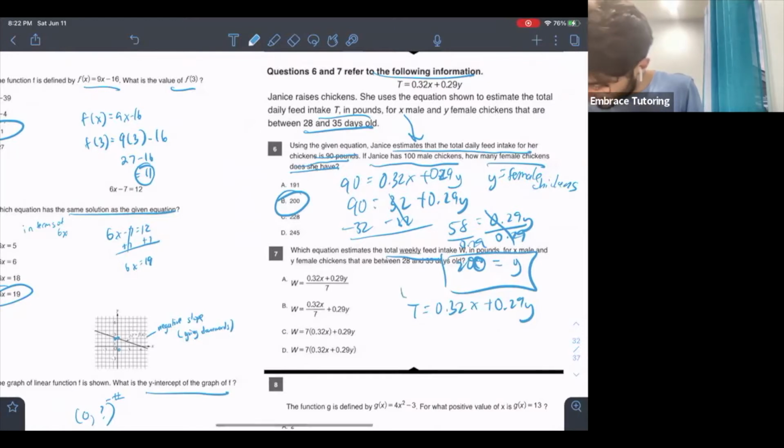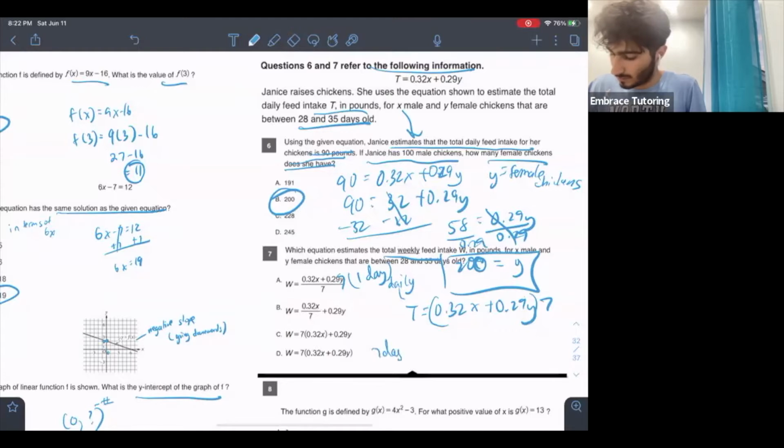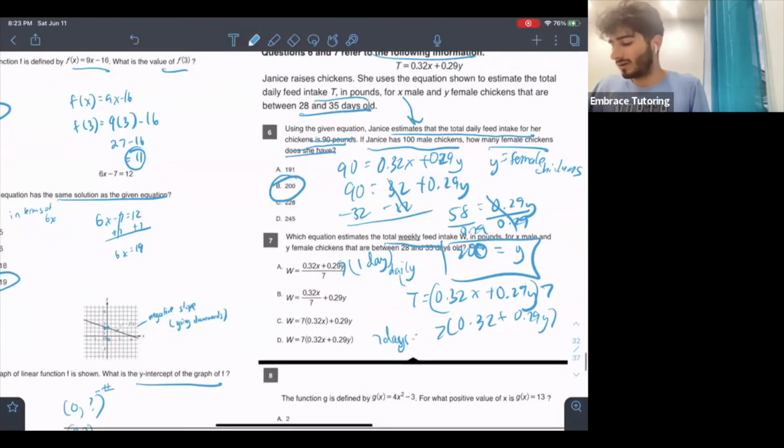since this is the daily feed, right? Daily feed is equal to 1 day. Now, since it's asking in terms of weeks, how would you get 1 day to 7 days? Because 7 days is a week. You multiply by 7. So if you multiply the left side by 7, you have to multiply the right side by 7. So you get 7 days is equal to 7 times 0.32 plus 0.29y as the right side.